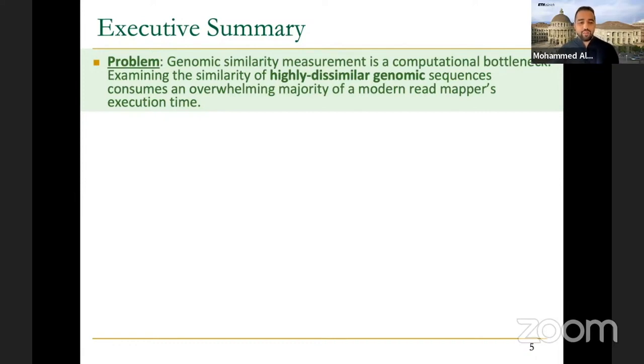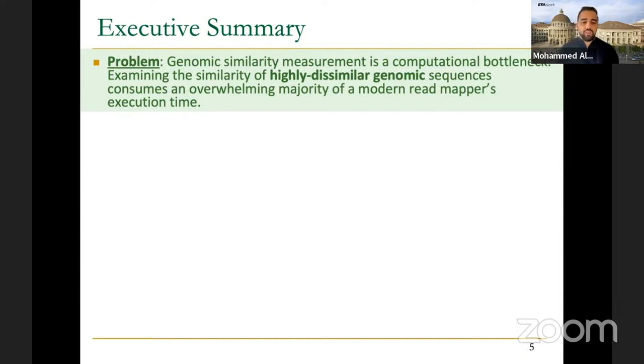this expensive algorithm. So we observed that examining the similarity of highly dissimilar genomic sequences, and when I say highly dissimilar, it means there are a lot of variations between the two sequences, is probably not interesting. If there are a lot of differences, then this is not interesting for inferring the causes of disease, for example. It really depends on what kind of disease you are studying, what kind of genomic data you are using for the study, and so on.